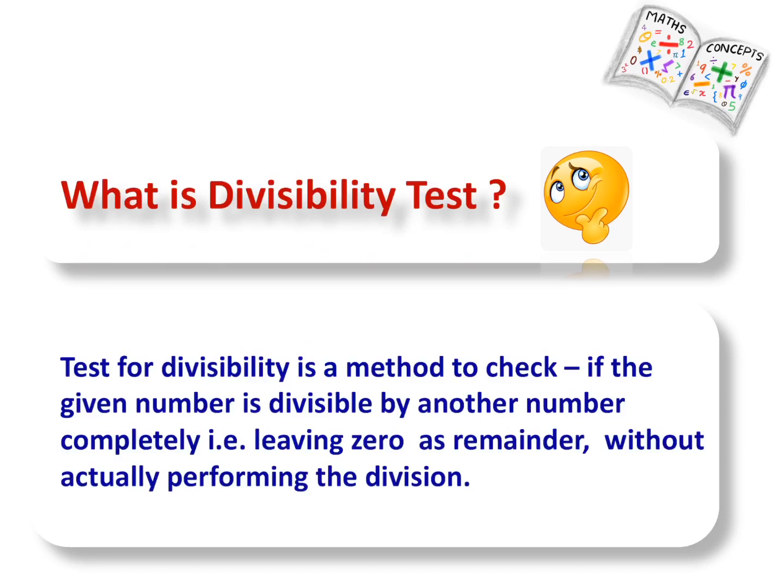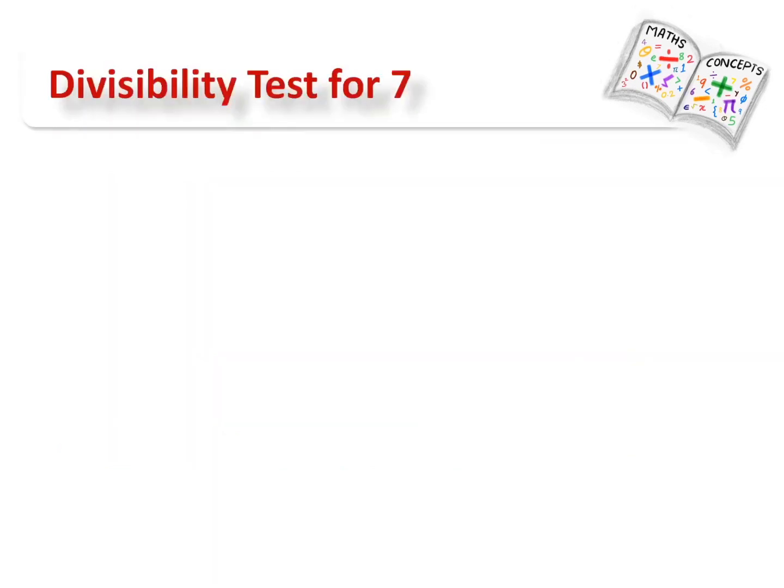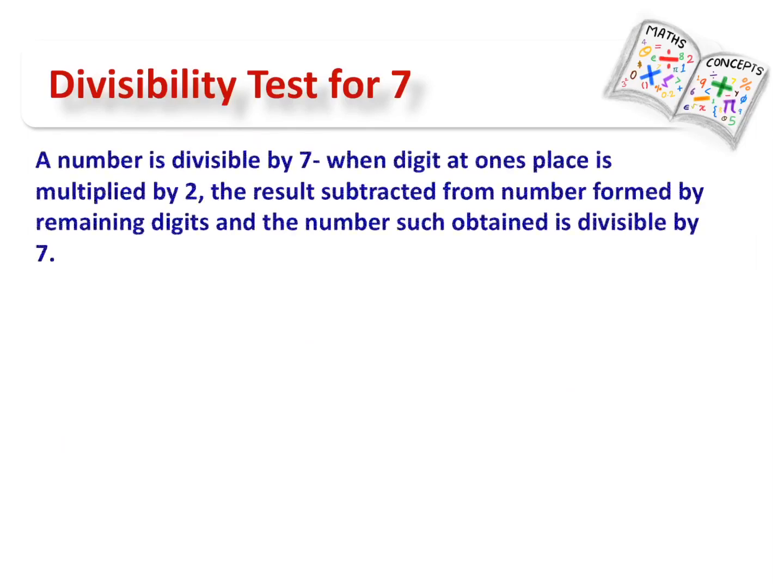Let's see the divisibility test for number 7. A number is divisible by 7 when the digit at one's place is multiplied by 2, the result is subtracted from the number formed by the remaining digits, and the number so obtained is divisible by 7. Let's try to understand this with an example.